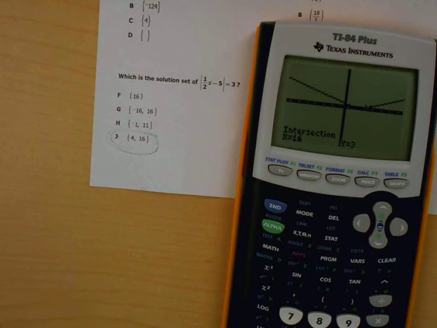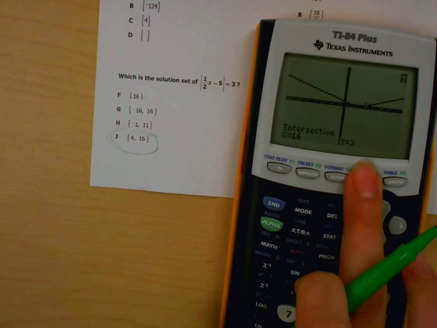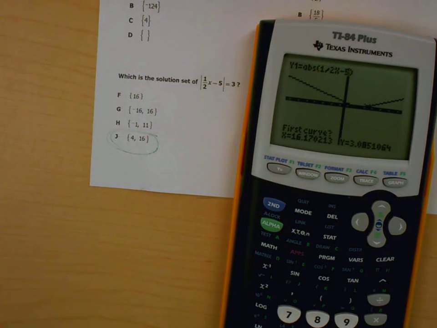So again, this is a great strategy. You don't have to have multiple choice to do it, but you have to have only one variable. It doesn't work if you have more than one variable. But for any equation, you put the left side in y1, you put the right side in y2, graph them, and use second calc number 5 to find the intersection.